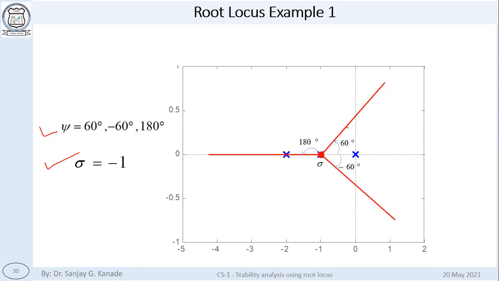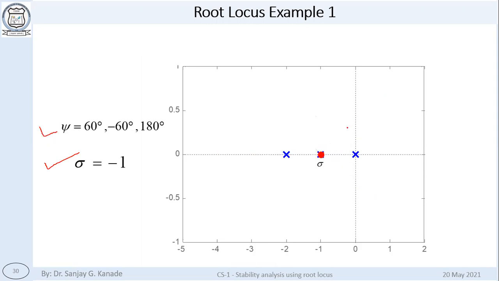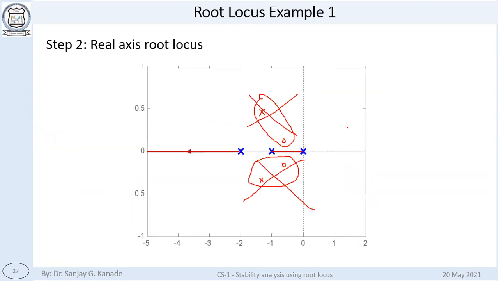Okay, now what is the next step? The next step is to calculate the breakaway point. Now, why is the breakaway point required? You can see we have got this. We have this, right? We know this is the real axis locus. Now, what are the rules? We have seen some of the rules, right?